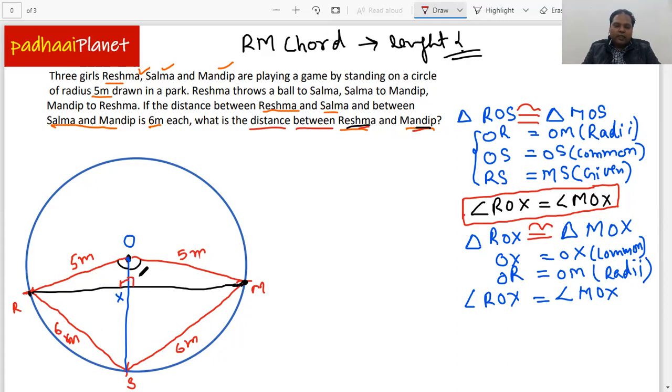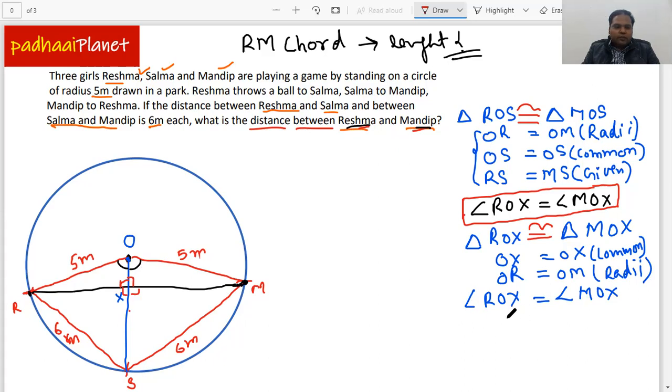So each angle would be a 90-degree angle. Since OS is also a straight line, vertically this angle would be opposite to RXO, and this one will be opposite to this one. So all four of them are equal to each other, and all four are 90-degree angles. Having said that, if this is 90 degrees, then X is the midpoint of the RM chord, right?